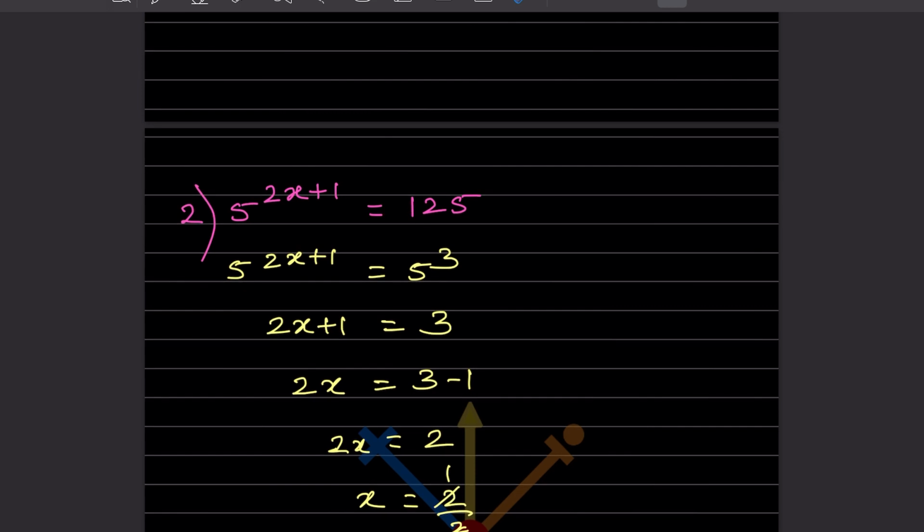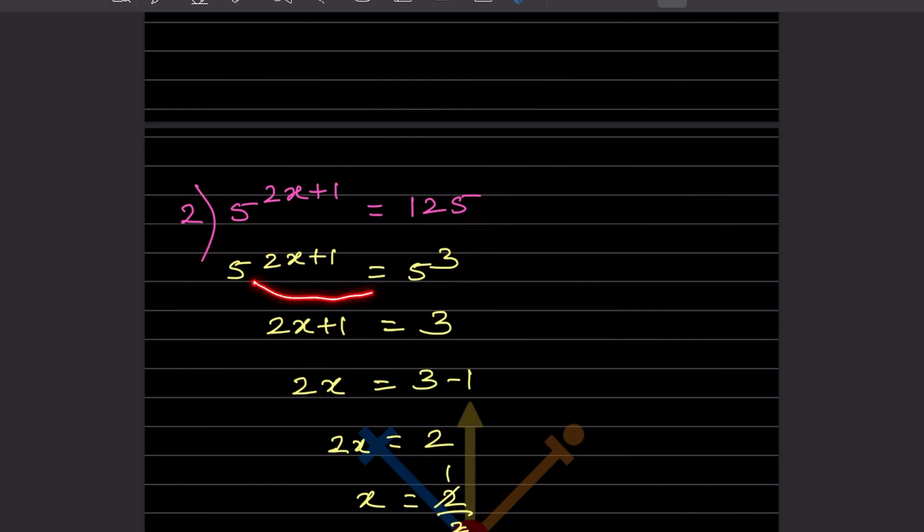Now look at this problem. So now see here, both the bases are different and the exponents are also different. So directly you cannot solve this problem. So what you have to do, either you have to make the bases equal or you have to make the exponents the same. So here what we can do, this 125 is nothing but 5 into 5 into 5. So this will be as it is, and this is going to be 5 cube.